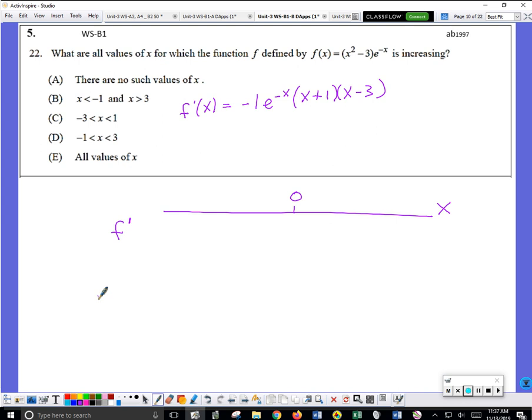So to get the sign chart of f prime, I'm going to first make a sign chart of e to the negative x. Okay, you all need to have this flashcard memorized. E to any exponent is always positive. In fact, any positive number to any exponent is always positive. Never negative and never 0.